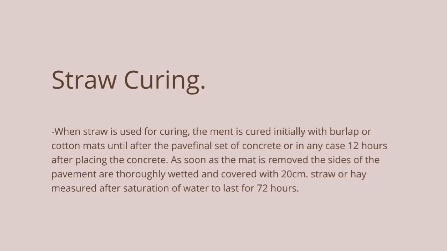The third method is straw curing. When straw is used for curing, the mat is cured initially with burlap or cotton mats until after the final set of concrete, or in any case, 12 hours after placing the concrete. As soon as the mat is removed, the sides of the pavement are thoroughly wet and covered with 20 centimeters of straw or hay, measured after saturation with water, to last for 72 hours.